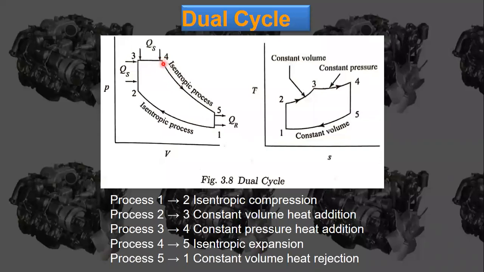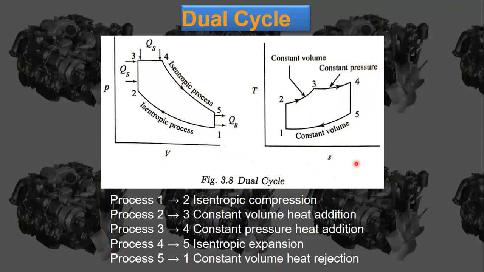The process 4 to 5 is an isentropic process. That means here the volume is going to increase, and because of that increase, pressure is going to reduce from P4 to P5. The process 5 to 1 is constant volume heat rejection. Because of that, temperature and entropy will reduce, which is shown on the TS diagram. Pressure also is going to reduce from P5 to P1. That means here P1 is the atmospheric pressure.